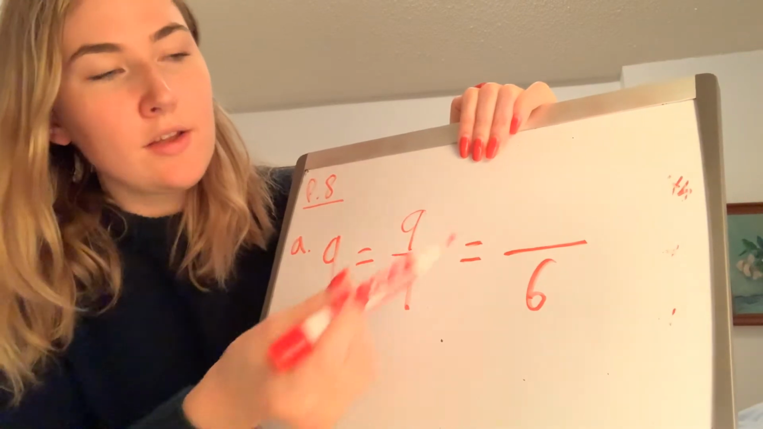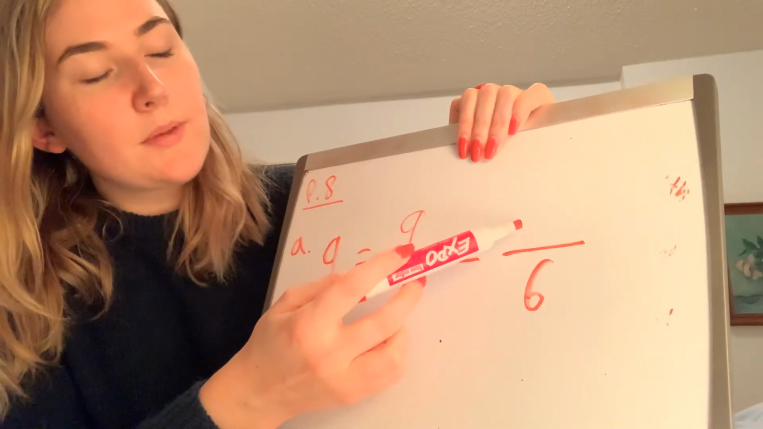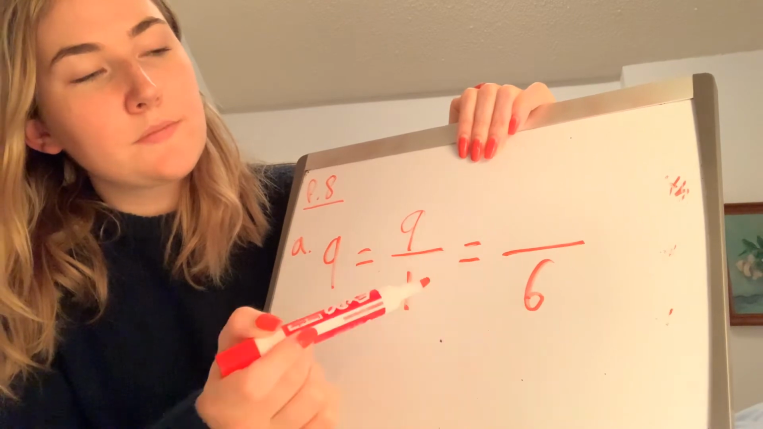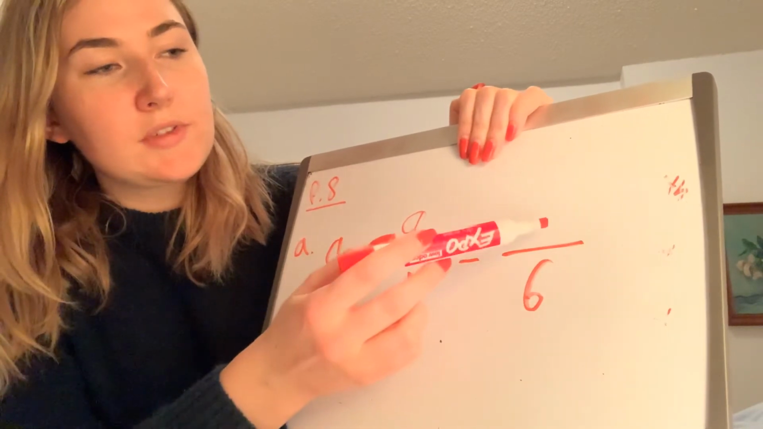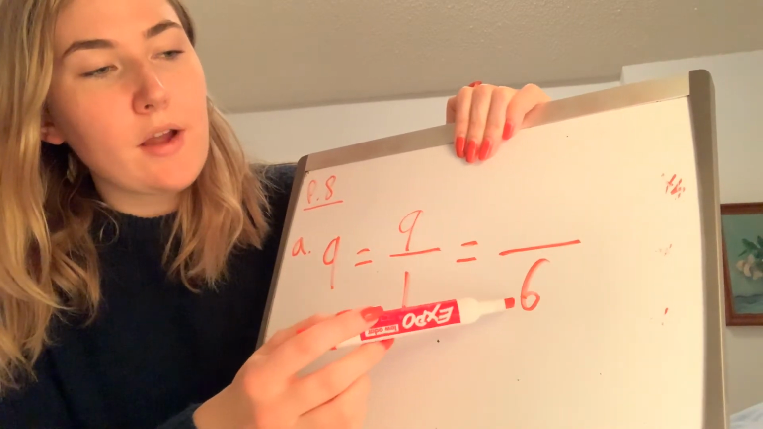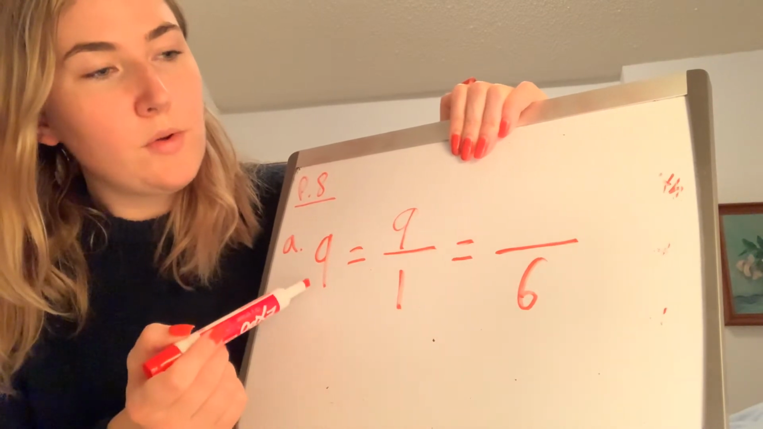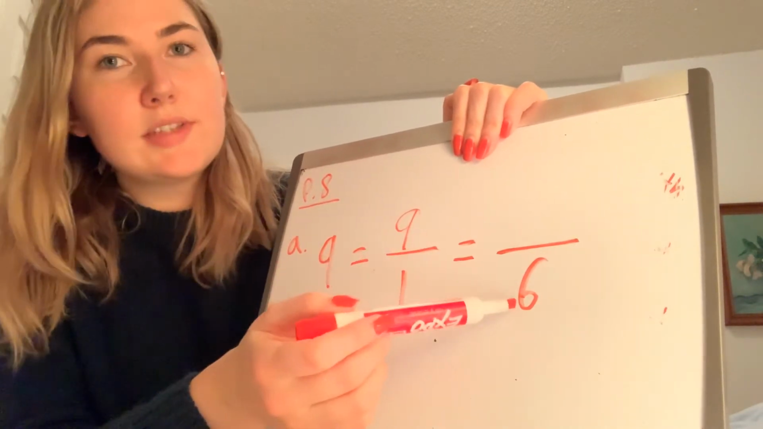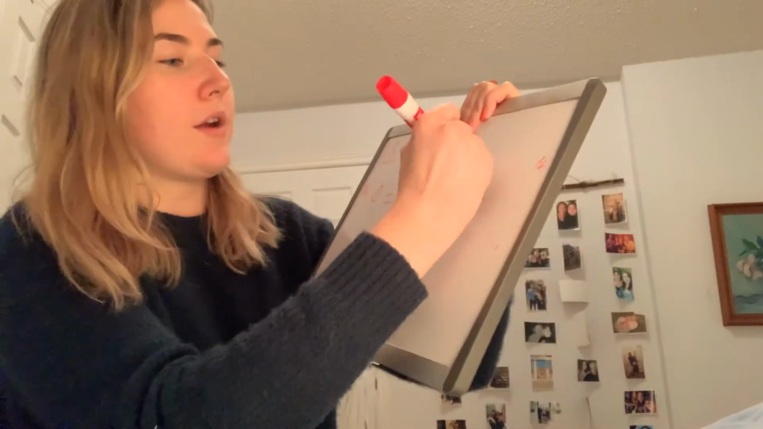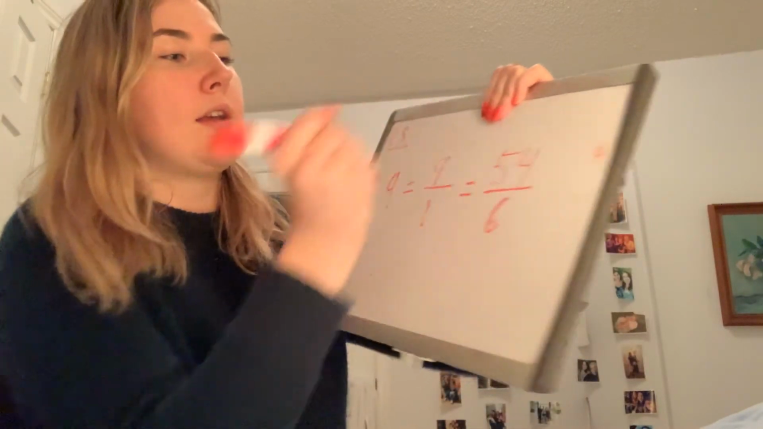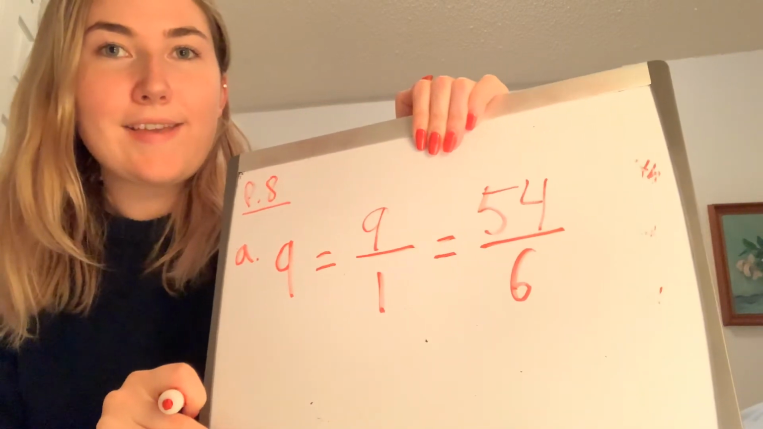So we have 9 equals something over 6. So again, since we're missing our top number, we're going to multiply our bottom number by the whole number. So 9 times 6 equals 54. Nice job, and that's how we solve for A.